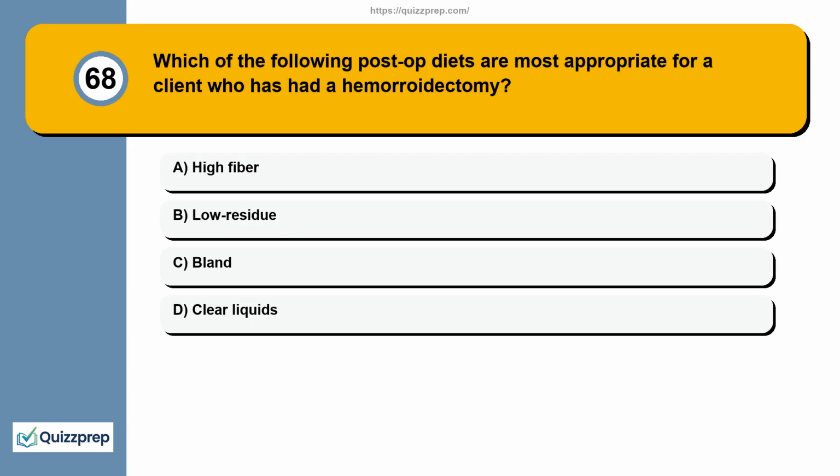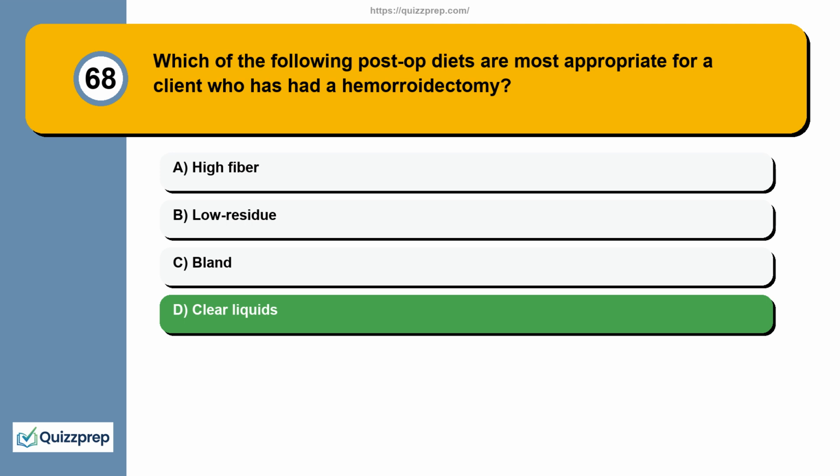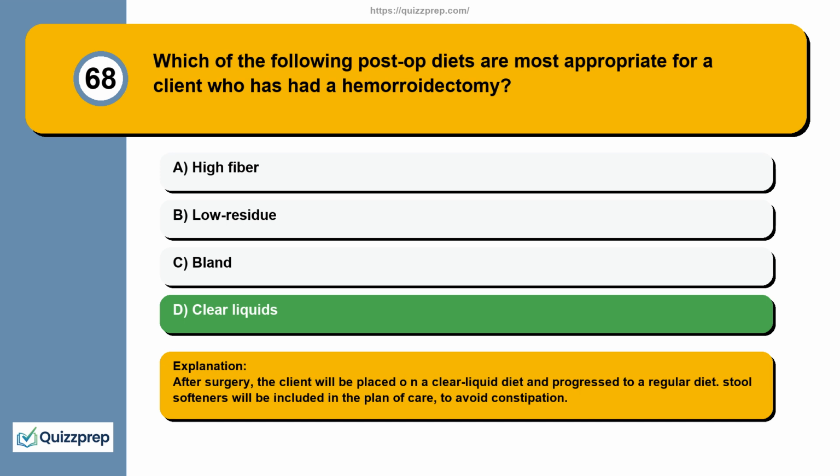Question 68. Which of the following post-op diets are most appropriate for a client who has had a hemorrhoidectomy? High fiber, low residue, bland, clear liquids. After surgery, the client will be placed on a clear liquid diet and progressed to a regular diet. Stool softeners will be included in the plan of care to avoid constipation.